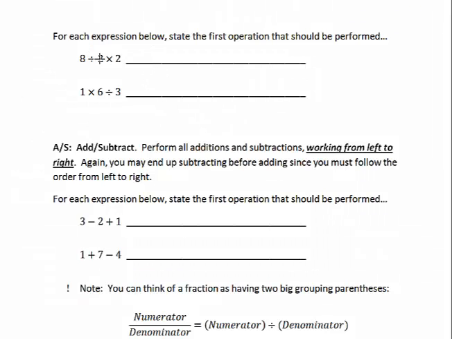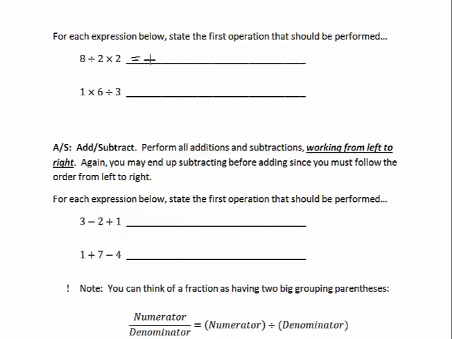We've got 8 divided by 2 times 2. So the M does come first, but in this case we've got multiplication and division, and we want to take this expression and go from left to right. So division is what we're actually going to do first.